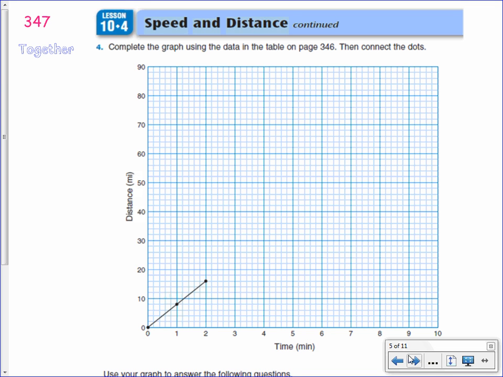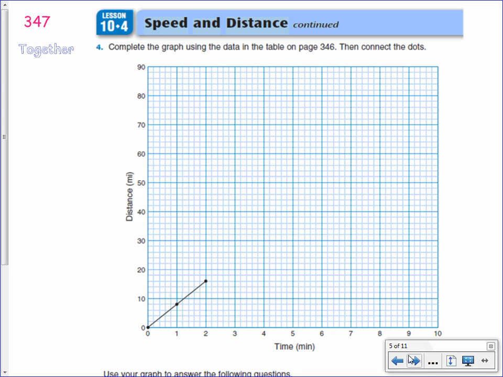We are going to graph that data that we just found. So, one thing you need to be careful about. The time is on the bottom, on the x-axis, and distance is on the y-axis. They have the first one and the second one graphed.